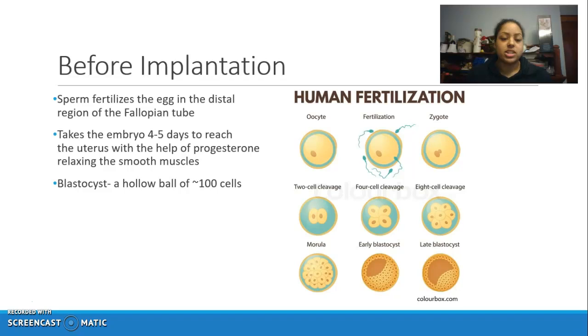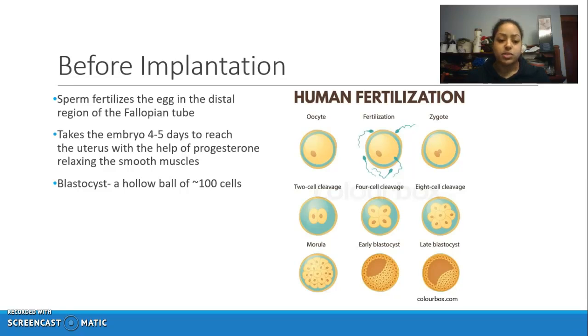So before implantation can occur, the sperm must fertilize the egg, which it does in the distal region of the fallopian tube. In order to fertilize the egg, the sperm must first penetrate the granulosa cells of the egg, as well as the zona pellucida, or the protective coating around the egg. In order to do this, the sperm undergoes an acrosomal reaction. When this happens, enzymes are released from the acrosome in the head of the sperm, which allows the sperm to penetrate that protective outer coating.